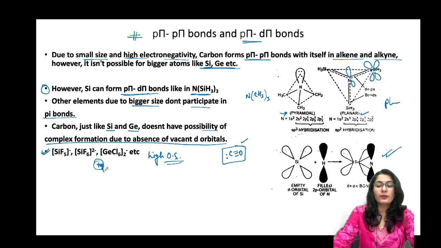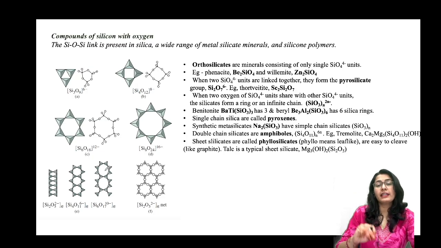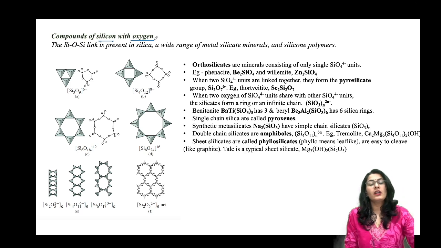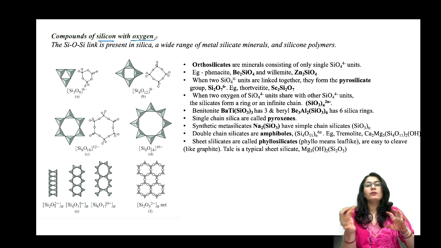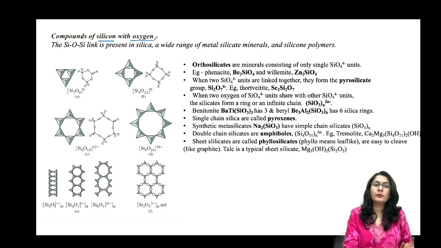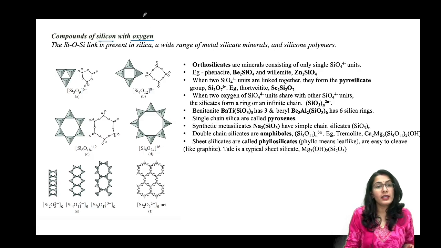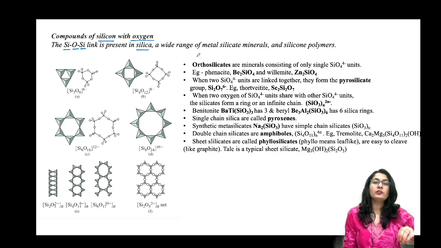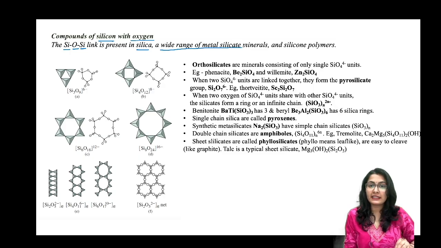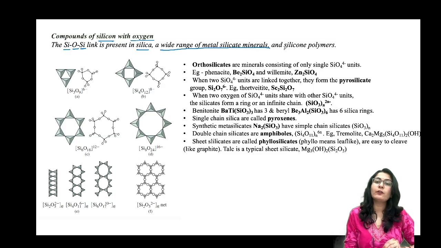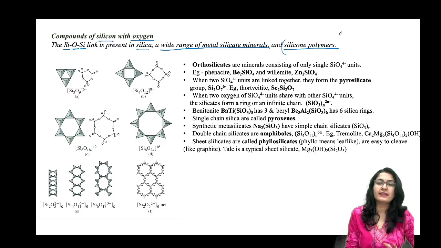All right. So now we are directly going to jump on to the compound of silicon with oxygen. So you have silica, then you have quartz. Those are two allotropes of the same silicon-oxygen bond. But the Si-O-Si link is not just present as silica in earth, also present as wide range of silicate minerals and silicone polymers. Silicone polymers are synthesized, so we will discuss that later on. First, let's talk about silicate minerals.